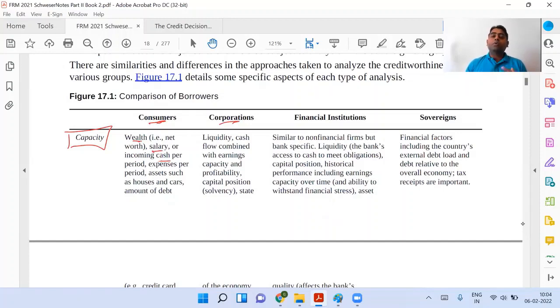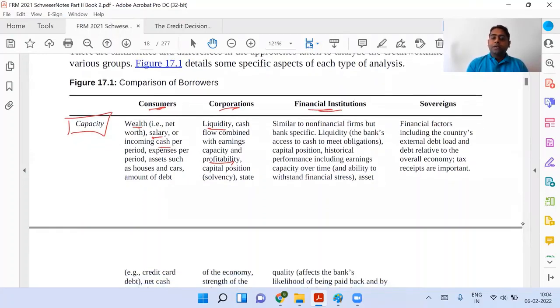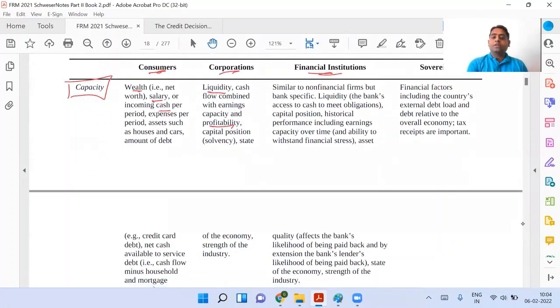Those are the two important points, so you can look at liquidity and profitability. That is the main point. In some cases, they look at capital position also, to understand whether the company is solvent or not. But the main 2 points are liquidity and profitability. That is for the corporation. When we talk about financial statements, if you look at this section, asset quality becomes very important.